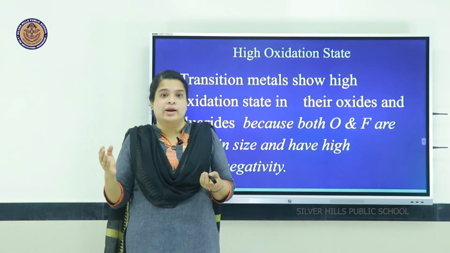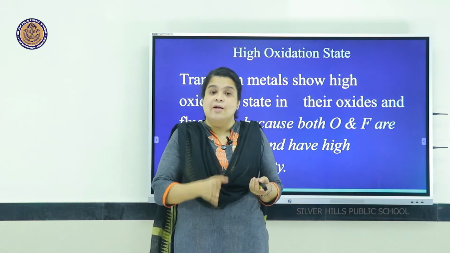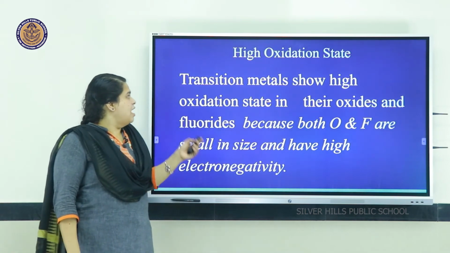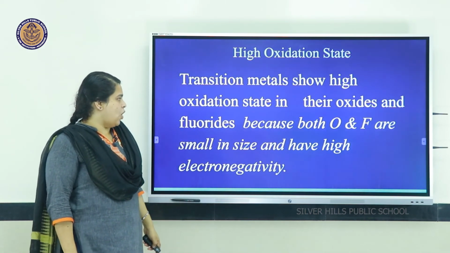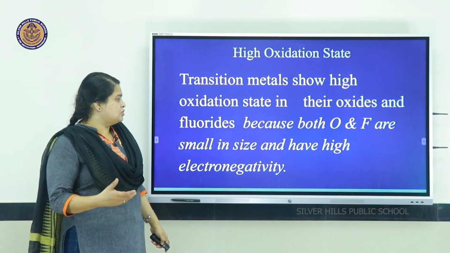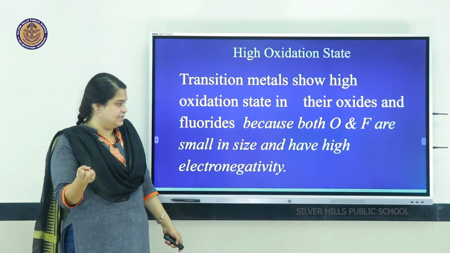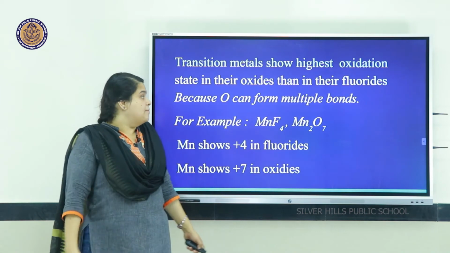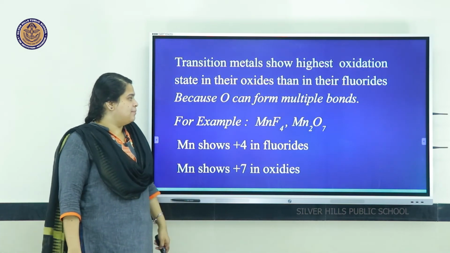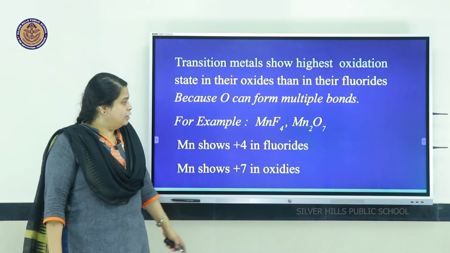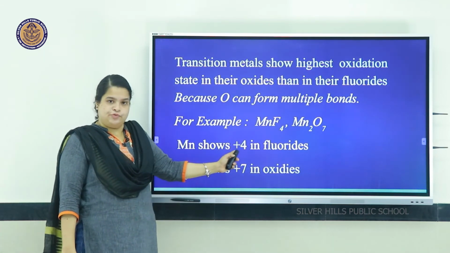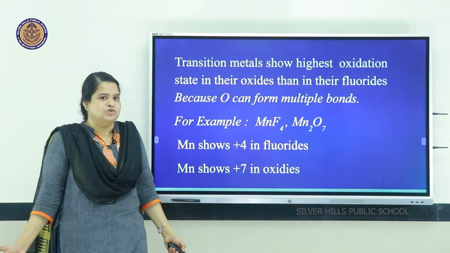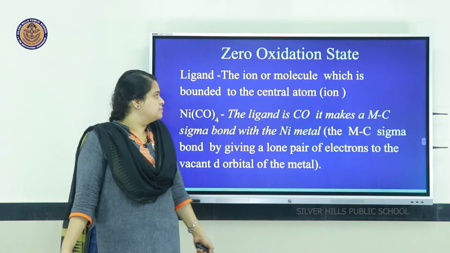Among oxygen and fluorine, oxides will have the highest. That's a peculiarity of oxygen, to make multiple bonds with a metal. So here transition metals show high oxidation states in their oxides and fluorides because oxygen and fluorine have very small size. Among them, oxides have the highest oxidation state due to the presence of multiple bonds. Here you have an example, MnF4 and Mn2O7, where Mn shows +4 in fluorides and +7 in oxides. Why? Oxygen is ready to make double bonds, multiple bonds.